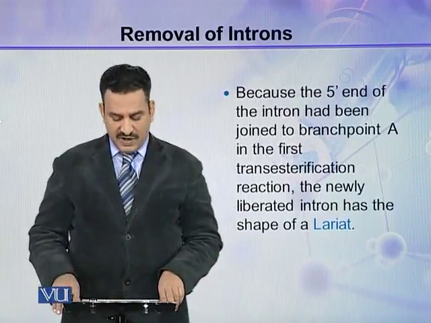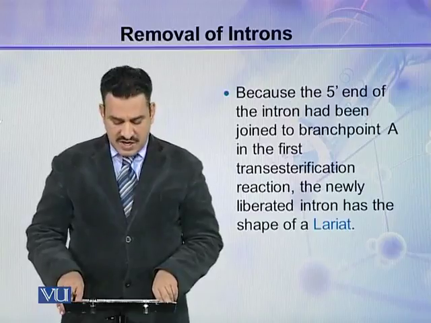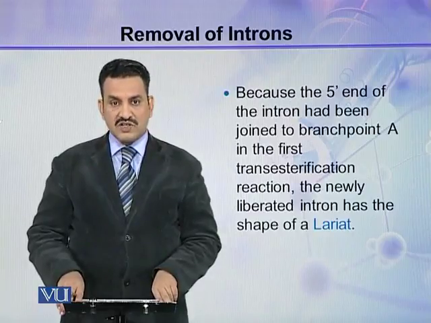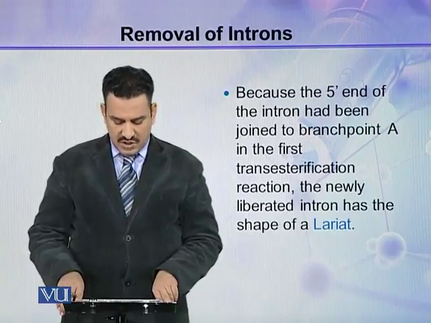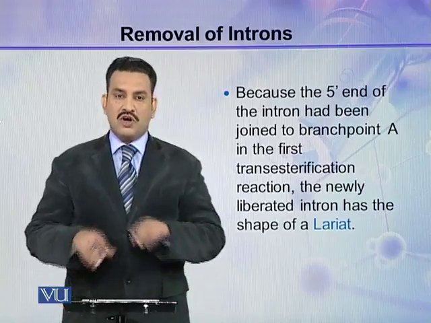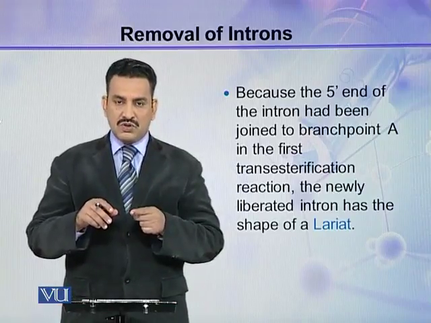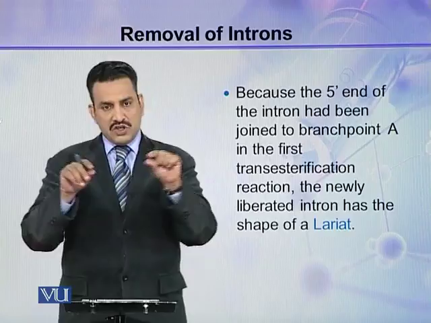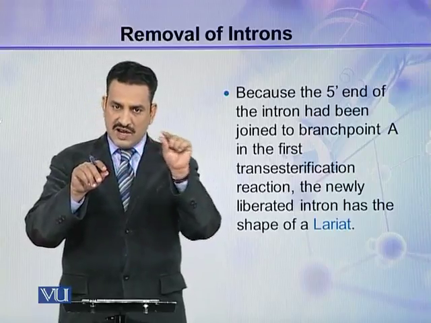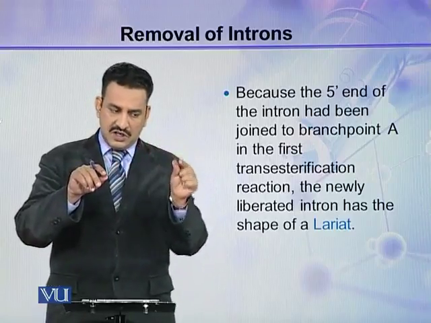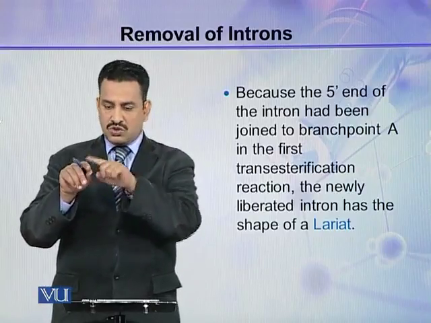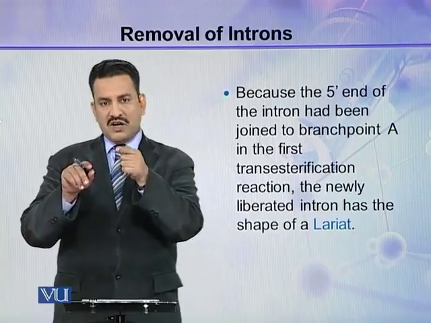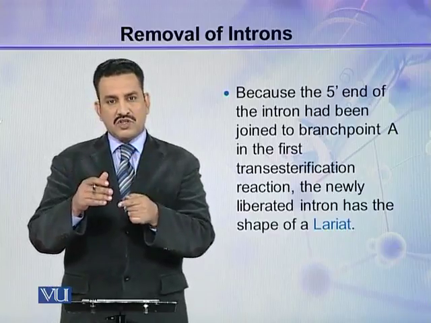Because the 5' end of the intron had been joined to the branch point A in the first transesterification reaction, the newly liberated intron has the shape of a lariat. So the intron has curved and it formed a junction with the A. So this forms a lariat.